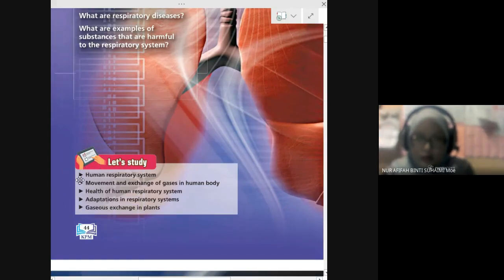Okay, second unit, movement and exchange of gases in human body. So this one we discuss about the alveolus, the last part of our human respiratory system. So how does the exchange of gases occur in our alveolus? Okay, this one you must remember the diffusion process, where the higher concentration of oxygen will diffuse into lower concentration of oxygen.